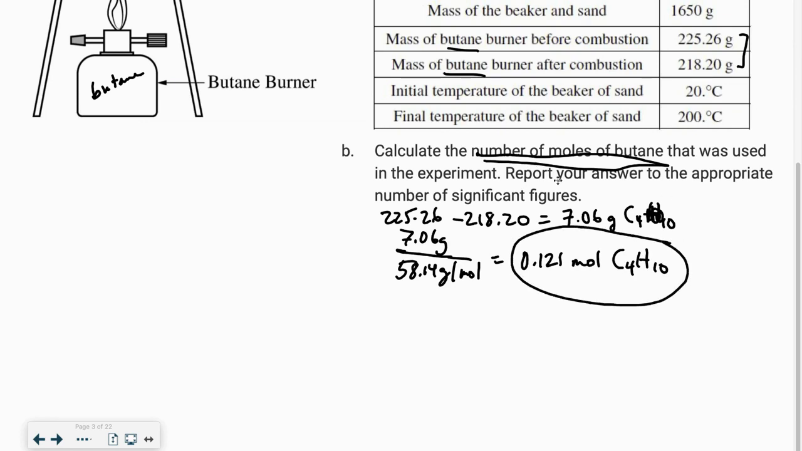Now notice that this question says to report your answer with the appropriate number of significant figures. So this is the sig fig question on the exam, and that will be a point. So pay attention if you see that. Sometimes they do specify which question is the sig fig question. Other times they do not.